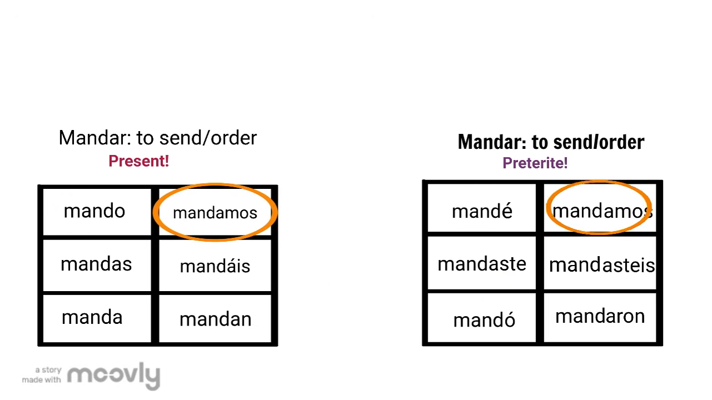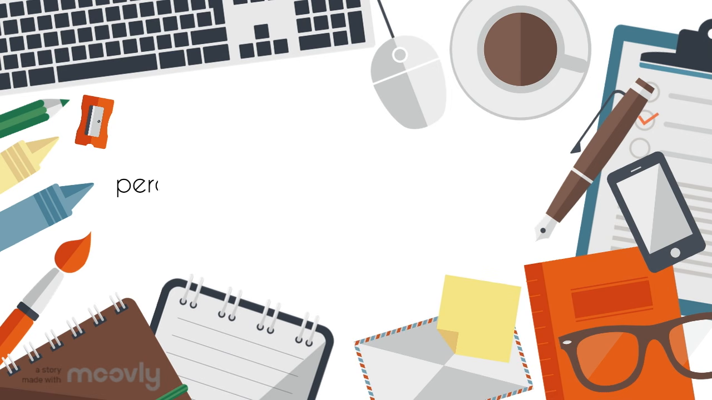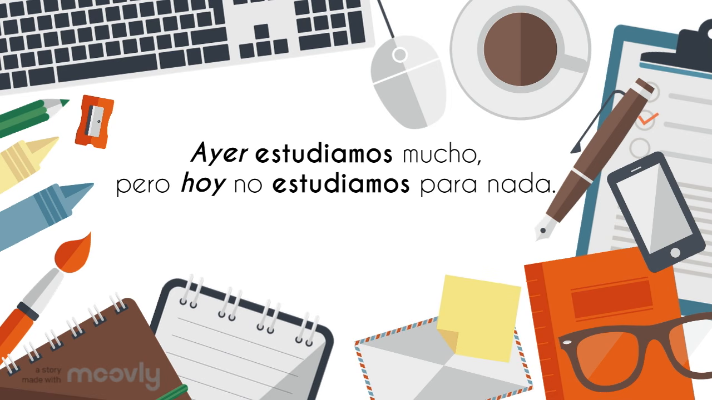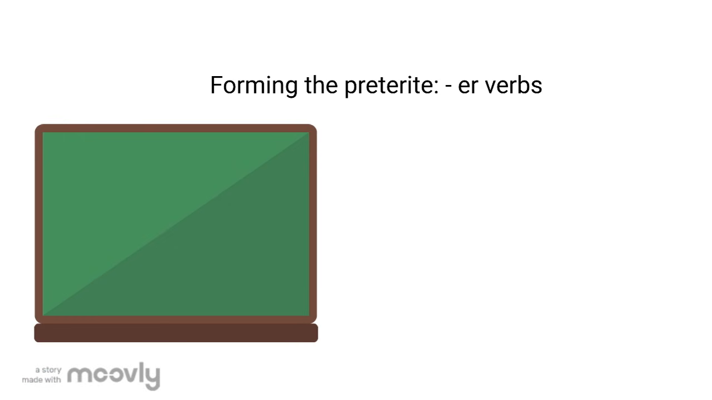Also, check out the nosotros forms. They're the same. How can you tell if someone means we send or we sent? The answer is context. What is the rest of the conversation like? For example, if they use hoy, which means today, it's probably present tense, whereas if they say ayer, or yesterday, it must be past tense. Ayer estudiamos mucho, pero hoy no estudiamos para nada. Yesterday we studied a lot, but today we aren't studying at all. Now back to the pattern.